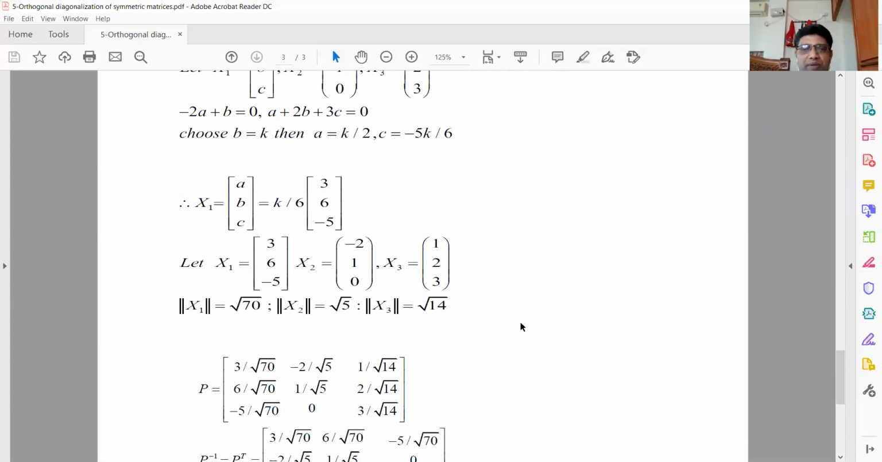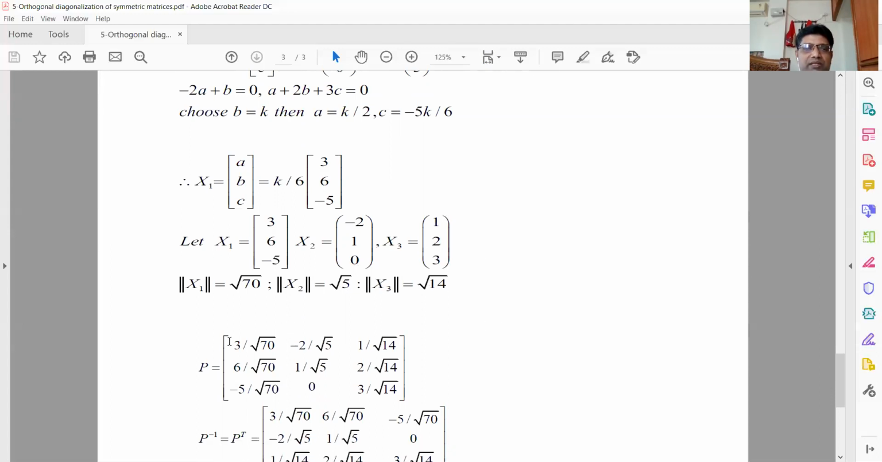Once the vectors are pairwise orthogonal, what you have to do is normalize them. So I calculated the norm of x1, that is square root of 3 square plus 6 square plus minus 5 whole square. So it becomes root 70. Next, norm of x2, minus 2 square plus 1 square plus 0 square is root 5. Next, norm of x3, root of 1 square plus 2 square plus 3 square, root 14.